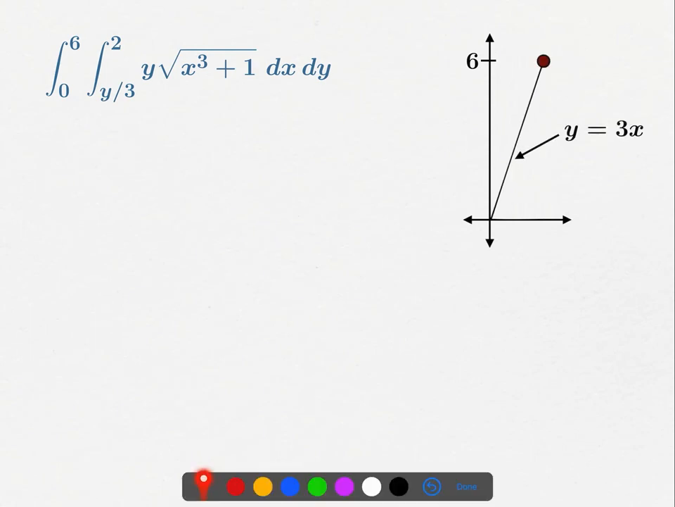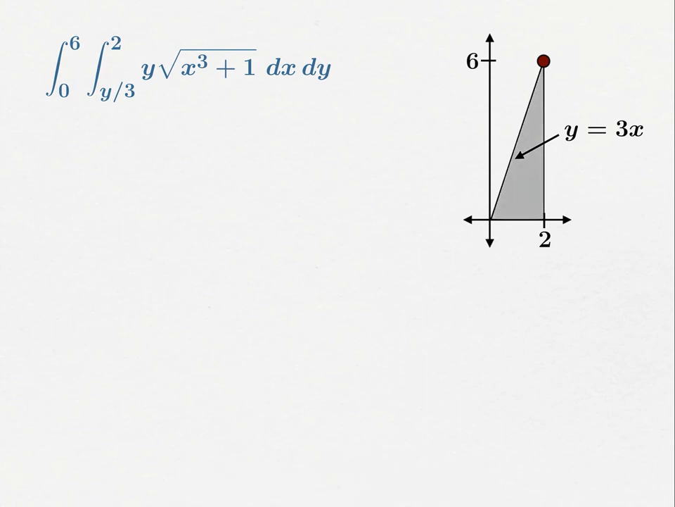So here is y equals 3x. And notice that when x is 2, y is going to be 6, so we're up here at (2, 6). And since we're interested in x equals 2, it's going to go from here down. And we have that for x equals 2, for y between 0 and 6, and x goes from this line to this line, so we're inside this triangle. X is going from y equals 3x, or x equals y over 3, to x equals 2. So that's the region we're interested in.